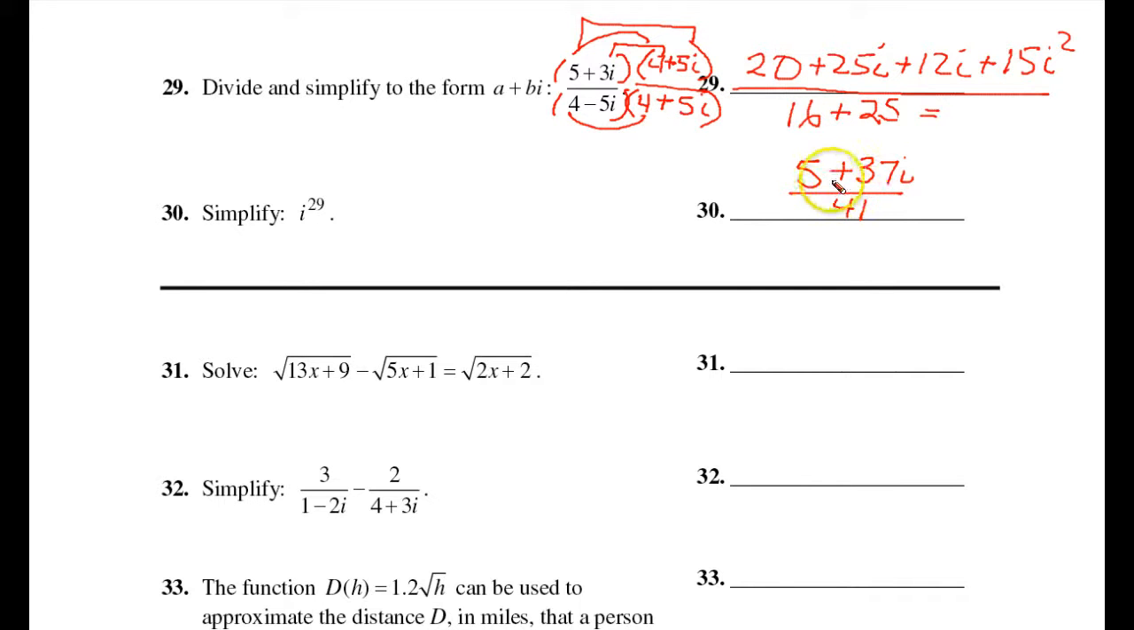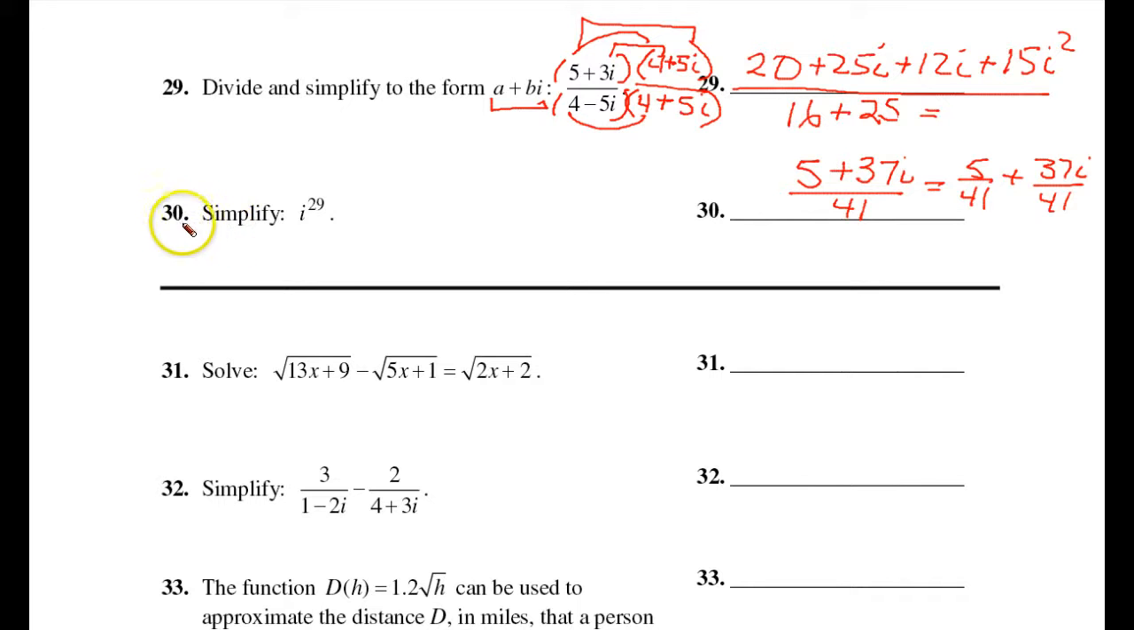Okay, now you might say, well, that's my answer. Well, it is, but it's not in the correct form because they wanted it in this form. So what we have to do is put 5 over 41 plus 37i over 41. Now it's in the a plus bi form, where this is your real number and this is your imaginary number. This is the standard form for the complex number.